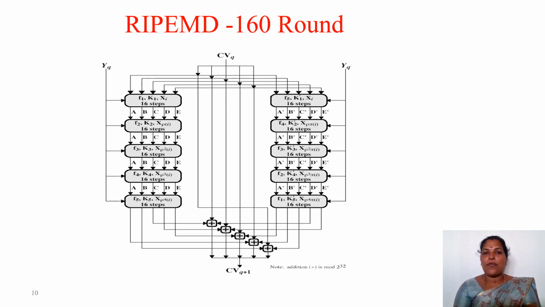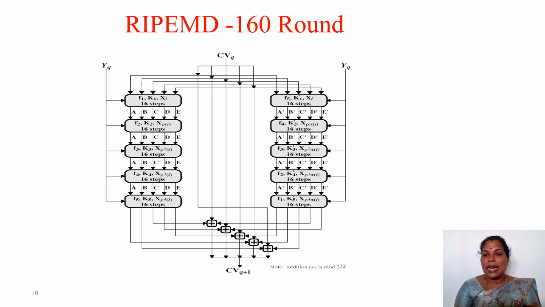So let us see the round functions. Here we have 2 parallel lines, and each line consists of 5 rounds of 16 steps. Each round consists of 16 steps. So for each round we have to perform these steps, and we have 10 rounds totally.